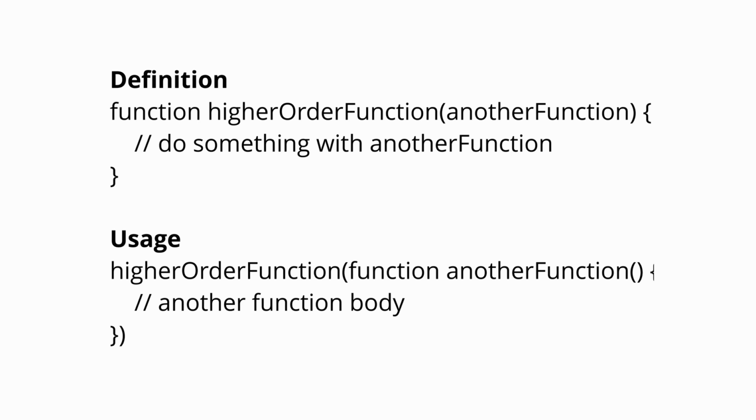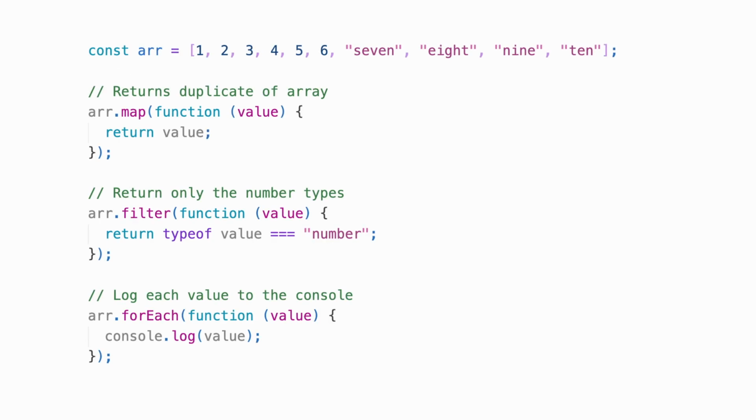We can see many such examples in Node.js. Some of the best examples are the inbuilt array functions like map, filter, and forEach. As we can see, the .map function accepts another function that returns any value, while .filter takes a function with a truthy or a falsy return value.